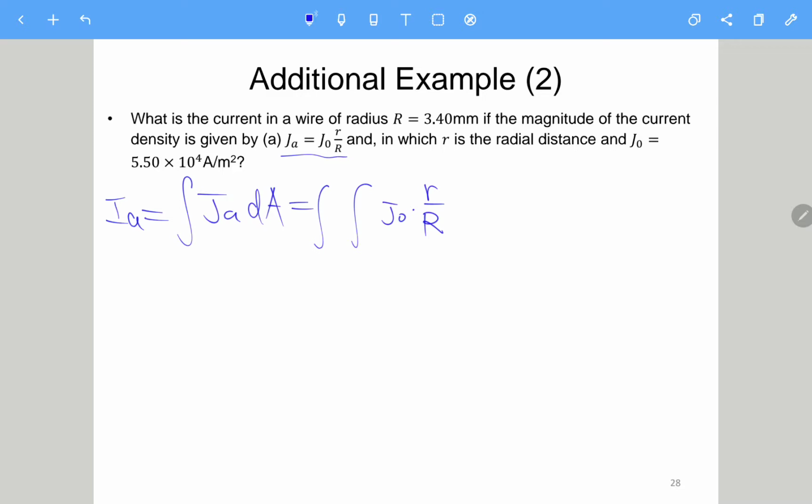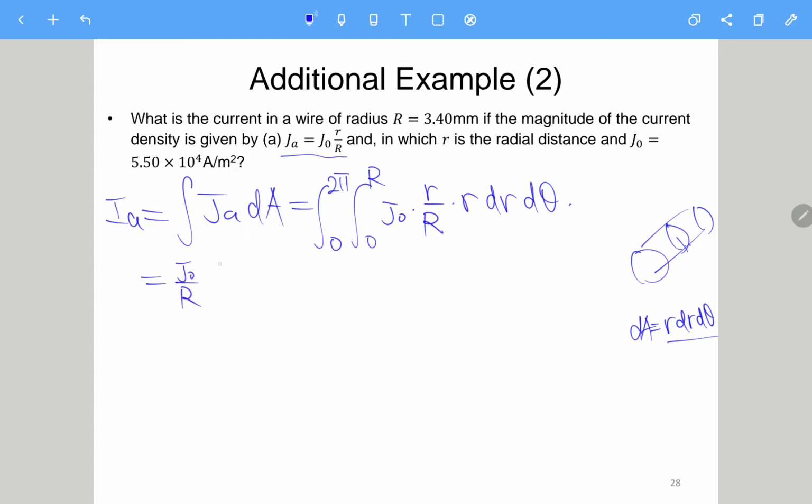And then we suppose this is a cylindrical wire, so we can use polar coordinates for the cross section. So this dA will be nothing but r dr d theta for the polar coordinate. r is integrated from 0 to capital R, and theta from 0 to 2 pi. J0 over R is a constant, so we can move it out, and then we have r squared dr integrated from 0 to capital R, and d theta from 0 to 2 pi. So this one is 2 pi, and this one is r cubed over 3.